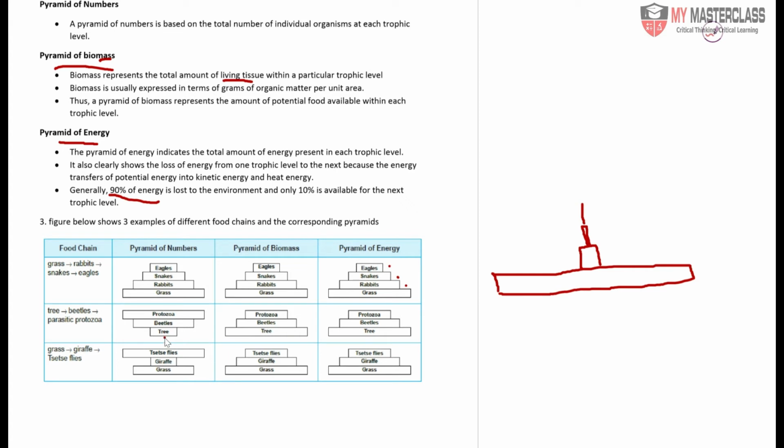When one tree can have a lot of beetles, and the beetles can contain multiple protozoa. So for example, in one tree I can have maybe 100 beetles, because the tree is huge and can sustain 100 beetles. Now in each of these beetles live 10 parasites, which are the protozoa. So when I have 100 beetles, I will have 1,000 protozoa, which is why my pyramid of numbers expands in this direction.